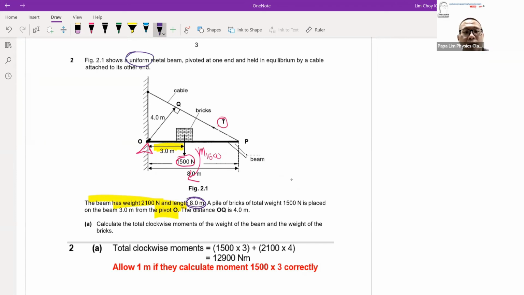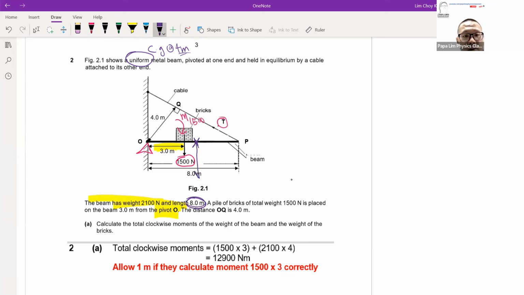So I will know that the CG is at 4 meters directly. It will be somewhere here, which means the weight of the, let me clear your way, it's a bit messy here. So I would say this is the clockwise moment, M1500. So the weight will be here.